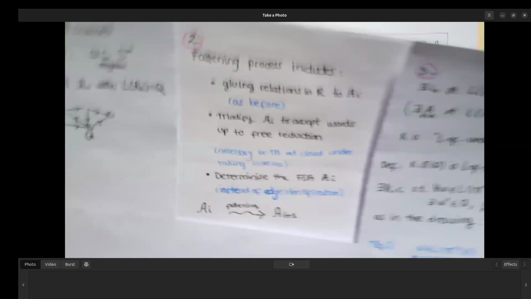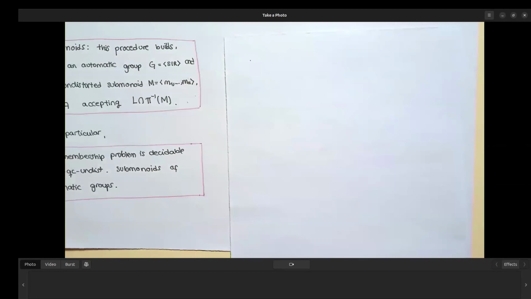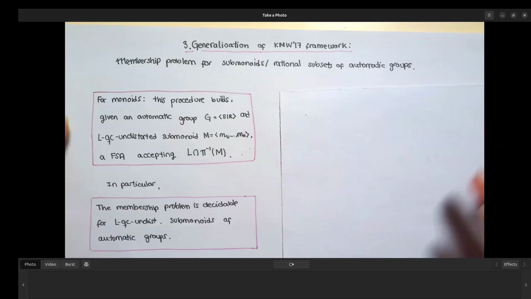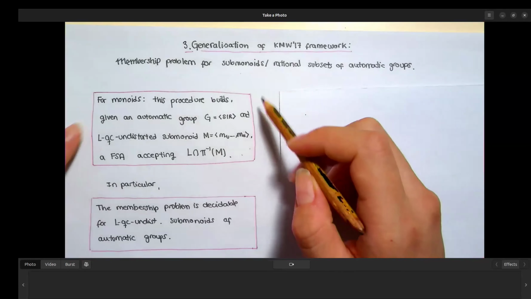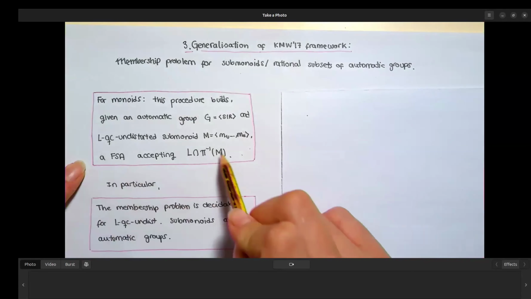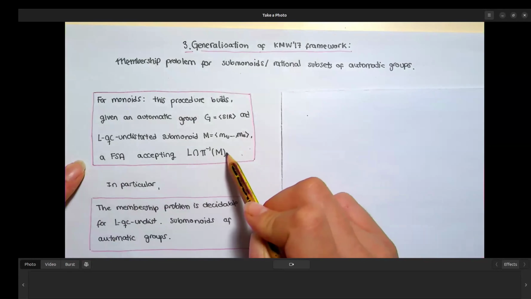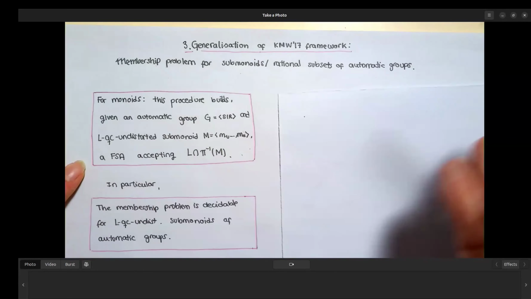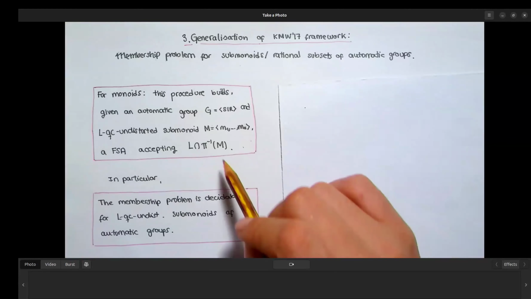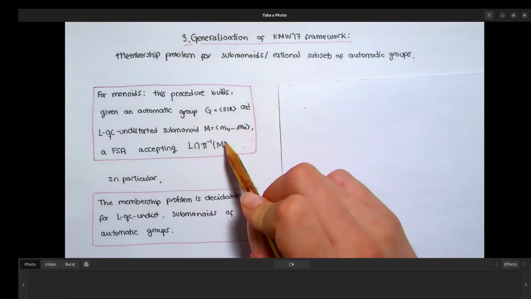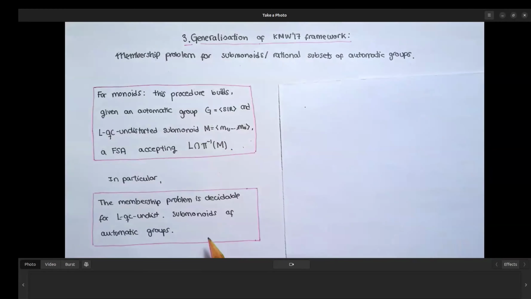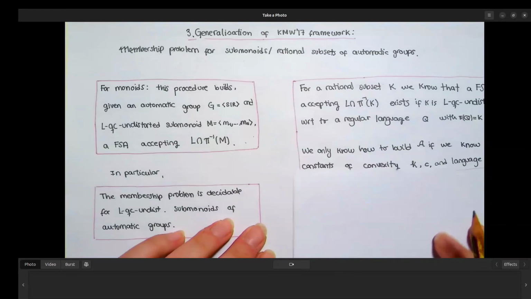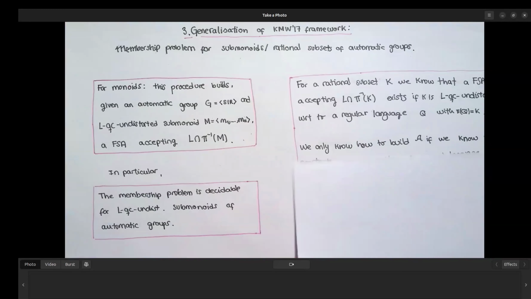So, to wrap up, what we have is that for monoids, we have a procedure that builds a finite state automaton accepting the L representatives of a submonoid, if the submonoid is L quasi-convexly undistorted inside an automatic group. And in particular, since this solves the membership problem for the L representatives of M, it also solves the membership problem for the actual submonoid M.